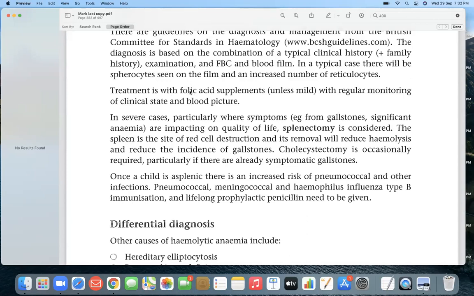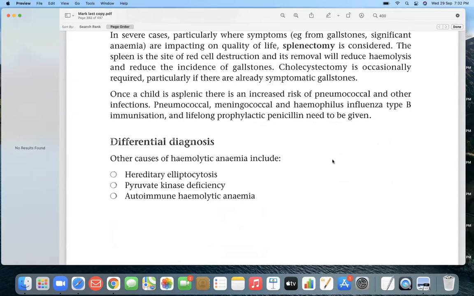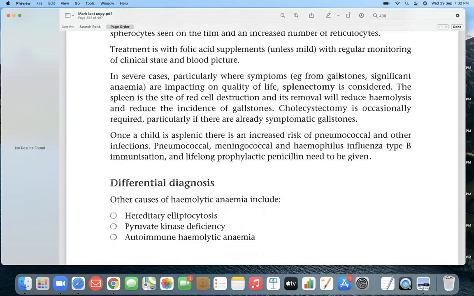Treatment, as with any hemolytic anemia, you have to give folic acid. Okay, folic acid supplements unless it is mild, with regular monitoring of clinical state and blood picture. So the blood picture has to be regularly monitored, and also folic acid supplements. In severe cases, particularly where symptoms, for example gallstones and significant anemia, are impacting quality of life. Okay, if spherocytes are more, and there is too much destruction of blood cells, and it is causing anemia and impacting quality of life, then you will go for splenectomy.